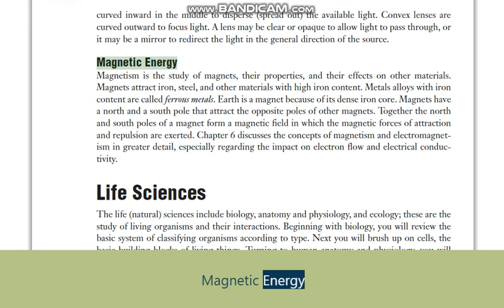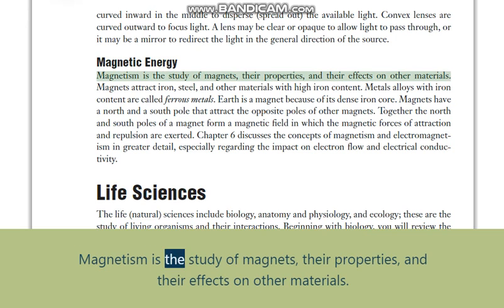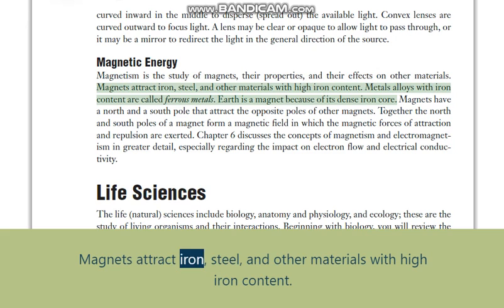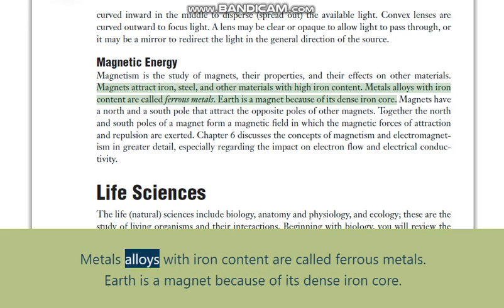Magnetic energy. Magnetism is the study of magnets, their properties, and their effects on other materials. Magnets attract iron, steel, and other materials with high iron content. Metal alloys with iron content are called ferrous metals. Earth is a magnet because of its dense iron core.